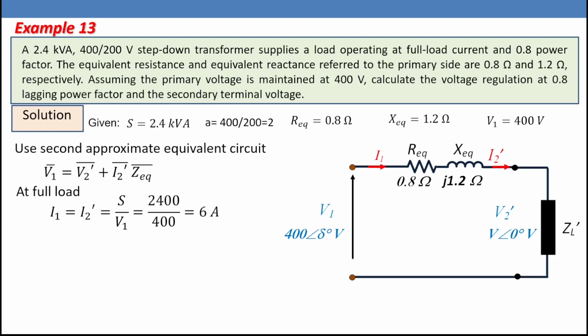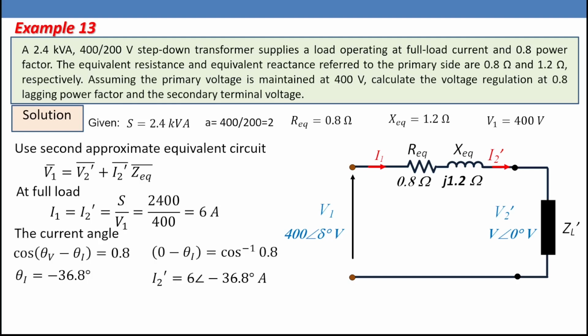At full load, I1 equals I2 dash equals S over V1, because we know V1 now. So 2400 over 400 equals 6 ampere. What is the angle of this current? The current angle is calculated based on the power factor: cosine of theta V minus theta I equals 0.8, and that is a lagging power factor, so the angle is minus 36.8 degrees. So the current I2 dash will be 6 angle minus 36.8 degrees ampere.